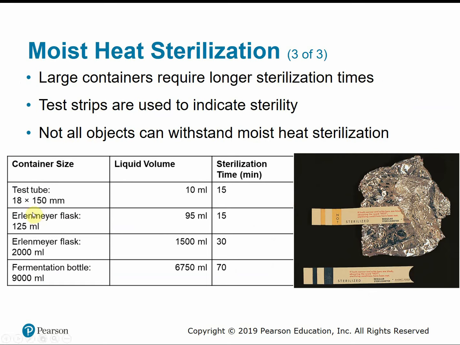If we have more surface to cover, it's just going to require more time to make sure everything makes contact. This example shows your standard test tube, which we can sterilize in about 15 minutes. But a larger flask or bottle, in the thousands of milliliter range, could take half an hour or more to reach full sterilization. Sometimes we can use test strips to indicate if the objects have been sterilized. If we left it in the autoclave long enough, we'll have our indicators, or we'll know if we need to put it back in for a little while longer.